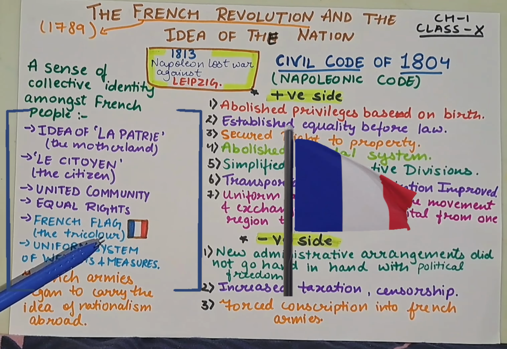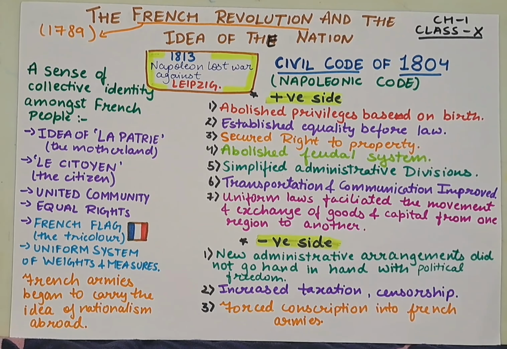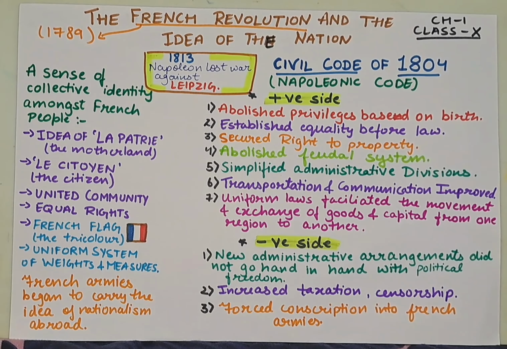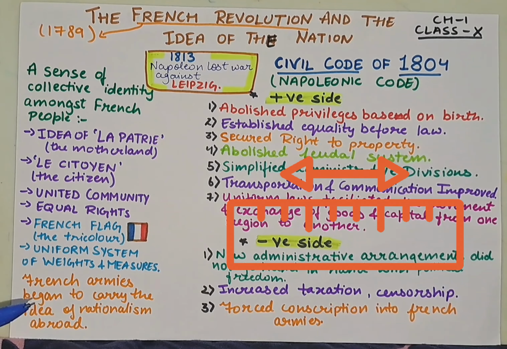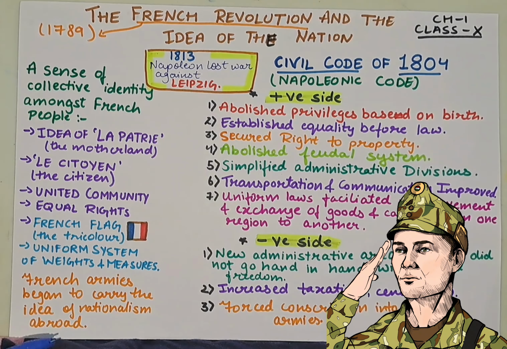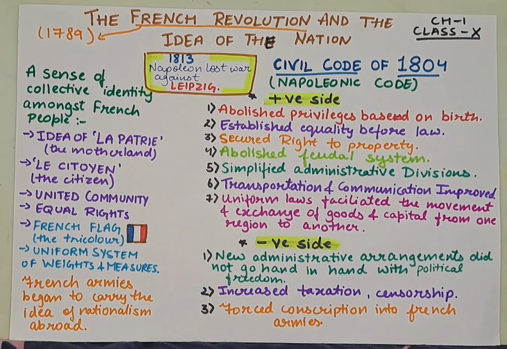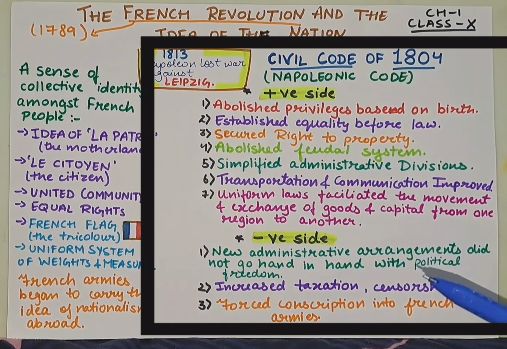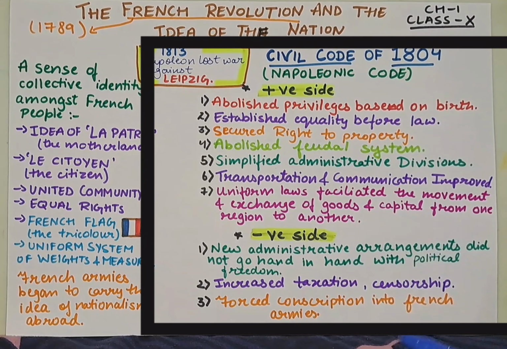the French flag, the tricolor, was adopted, and the former royal standard flag was actually abolished. Next, a uniform system of weights and measures was introduced, and the French armies began to carry the idea of nationalism abroad. Next, talking about the Civil Code of 1804. Now, this code was actually introduced when Napoleon was in power.